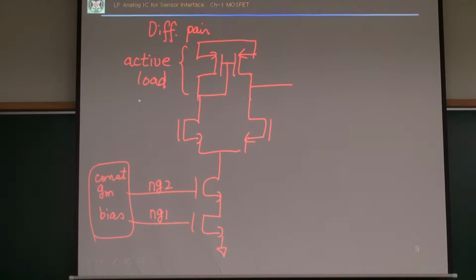This means usually for the load we use a resistor, right? R load. But in this design, we use a transistor as a load. That's why it is called active.